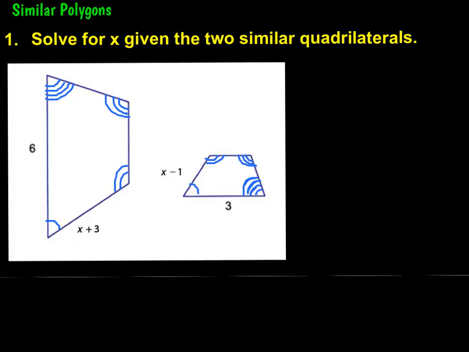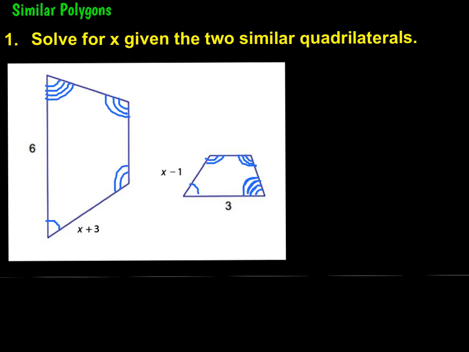Okay, on to your notes section. Our first problem asks us to solve for x given the two similar quadrilaterals. So go ahead and pause the video and draw the two pictures. And don't forget to write your title and the date. Okay, so with these two similar trapezoids or quadrilaterals, we can solve for missing sides given the information that we have.